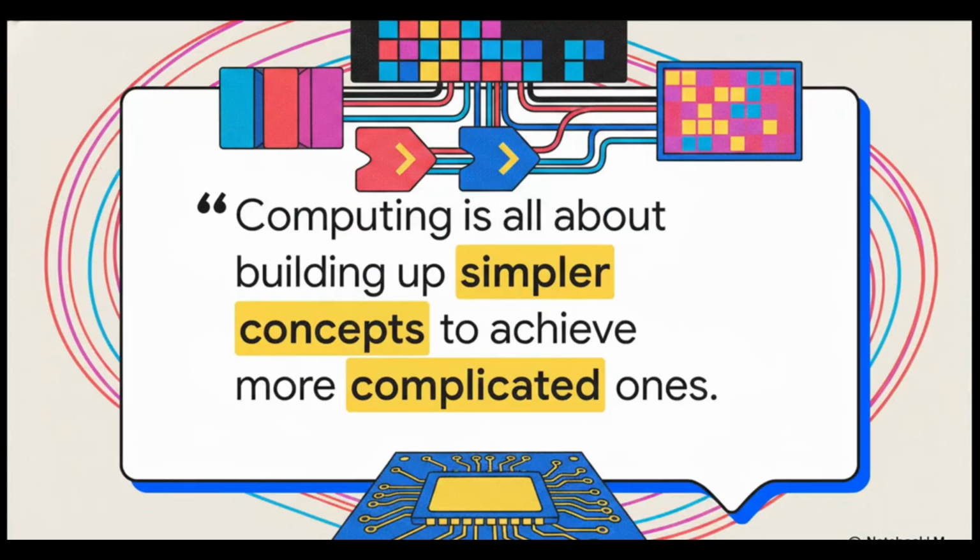Everything we just debugged today proves a really beautiful reality about technology. Computing is all about building up simpler concepts to achieve more complicated ones. From chemically etching silicon to pairing true and false statements in logic gates to routing bytes through a 64-bit memory block, all the way up to painting millions of pixels, it is all just the layering of fundamental electrical truths.